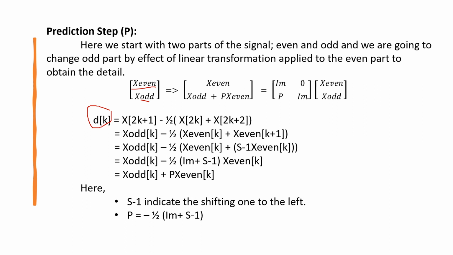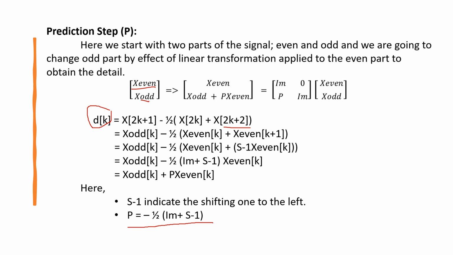here we have x even, and this element is x even shifted by 1 to the left. So by simply taking x even as common, we get x odd minus half times the identity plus shift by 1 to the left, times x even of k. Here we represent P equal to minus 1 by 2 times the identity matrix plus shift by 1 to the left. This is the prediction step.